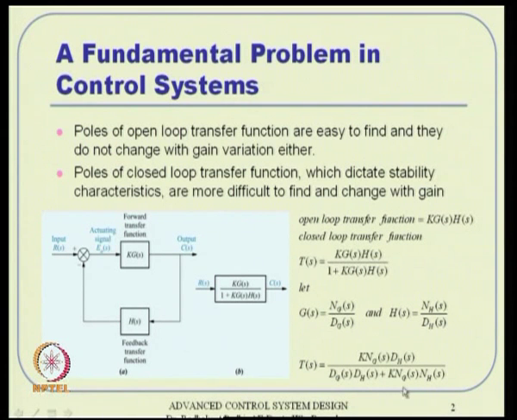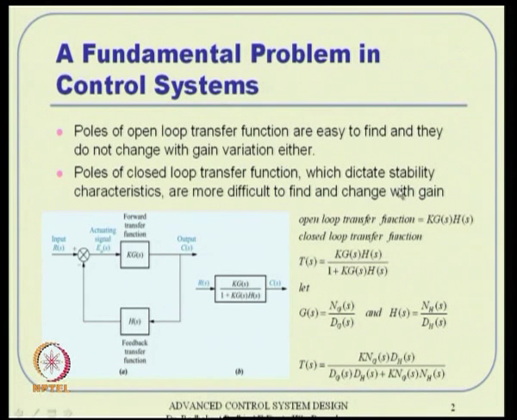If possible, we want to avoid this complicated algebra and quickly infer some stability characteristics of the closed loop behavior from the open loop pole locations. The question is, is it possible? Is it feasible? The answer turns out to be yes, and that leads us to this idea of root locus analysis.